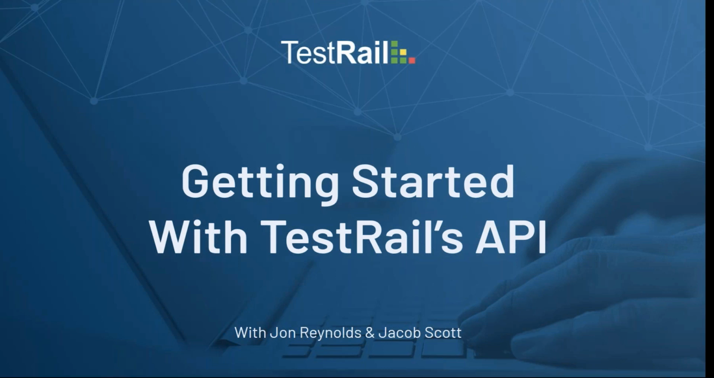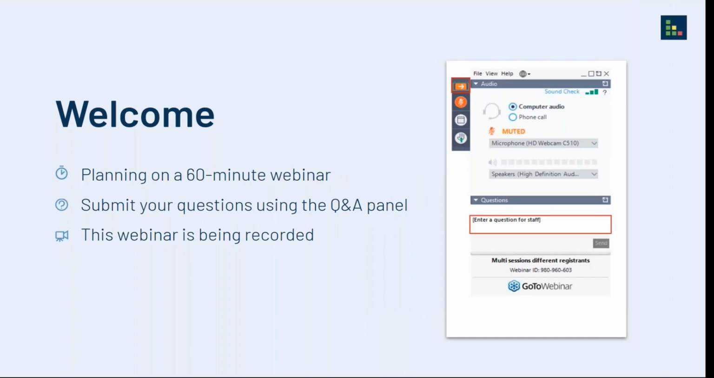Before we get started, just a few standard announcements. We are planning on a 45 to 60-minute webinar. We'll be using the GoToWebinar chat console to take any questions during the webinar. If you have any questions related to using TestRail's API, you can ask them using the GoToWebinar console, and we will try to answer these questions directly inside the console. We should also have time at the end of the webinar to answer a few questions live as well.